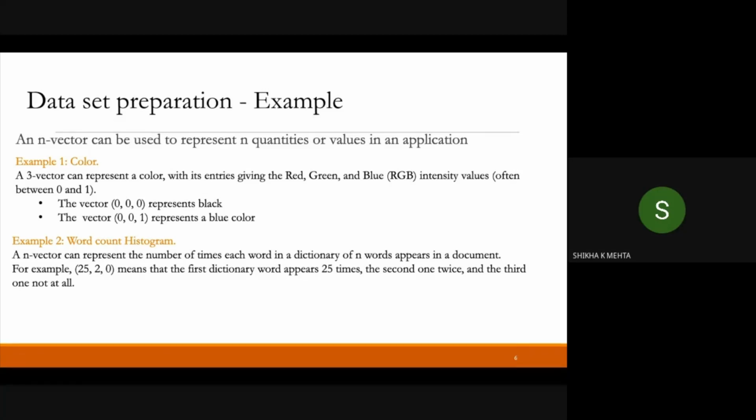So if we have an image of size 24 by 24, let us say the smallest one, what will be the size of the vector? What will be the size of the vector for an image of size 24 by 24? Anyone? Any guesses?